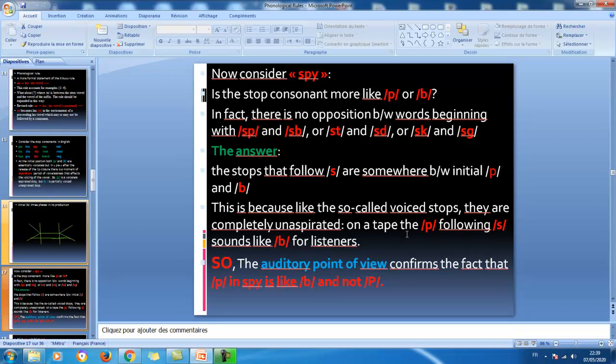Now on a tape, the p following s sounds like b for listeners. This is taken from experiments done with listeners. So the auditory point of view confirms the fact that p in spy is like b and not p here.